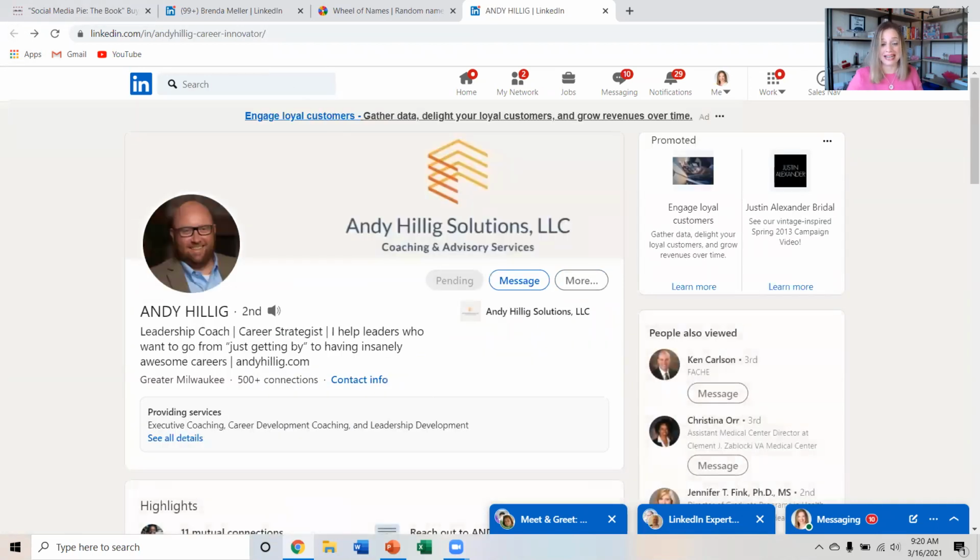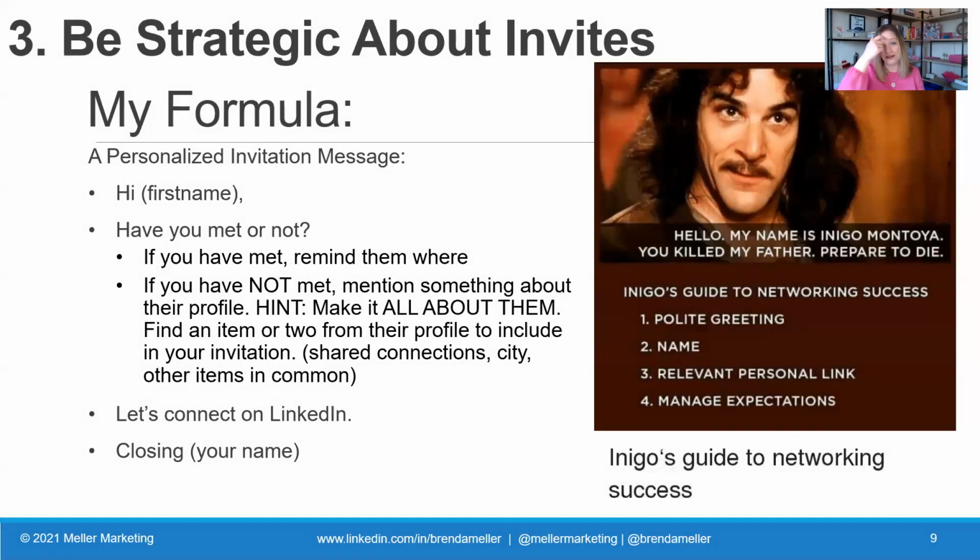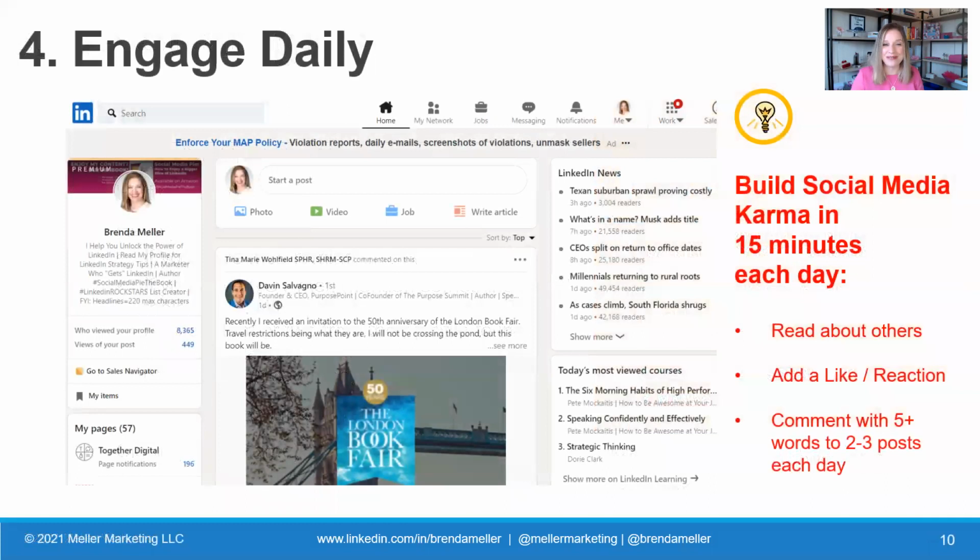Okay, so this does not take a lot of time. Yes, it is worth the effort. I guarantee you're going to get more of your invitations accepted, and you'll get more dialogue started as a result as well. So this is my third tip, to be strategic about invitations. Remember our good friend Inigo Montoya and that formula, and use that in every invitation that you send. All right, we're going to move along here.